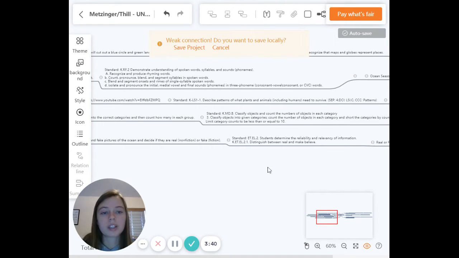K.LS.1.1, describe patterns of what plants and animals, including humans, need to survive. So the way that captures it is we are describing what sea turtles need and what they don't need.